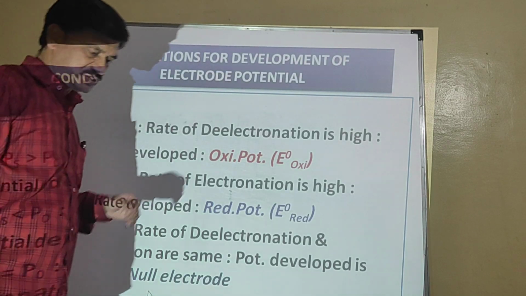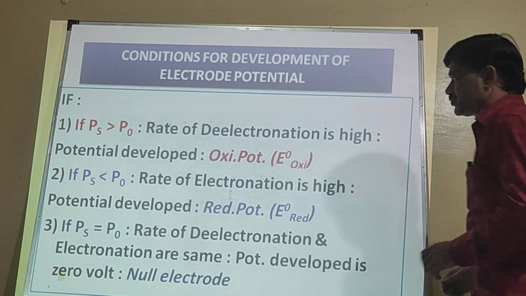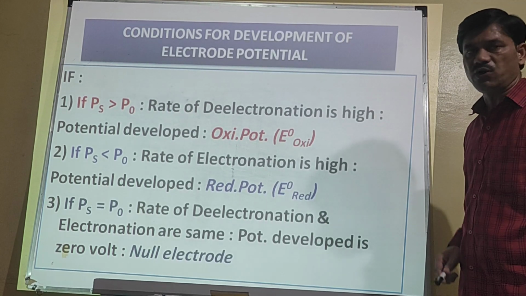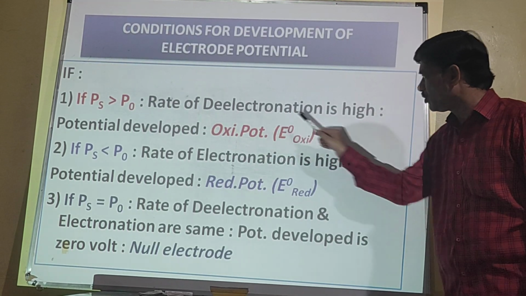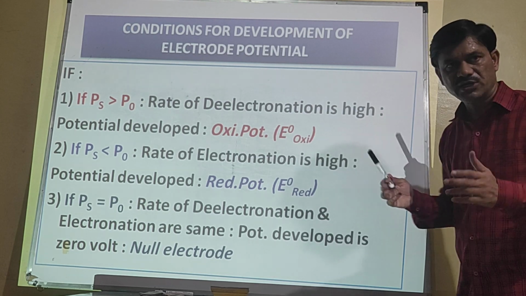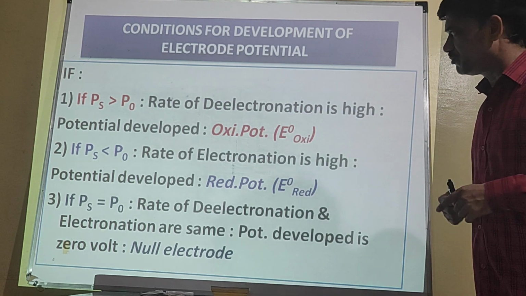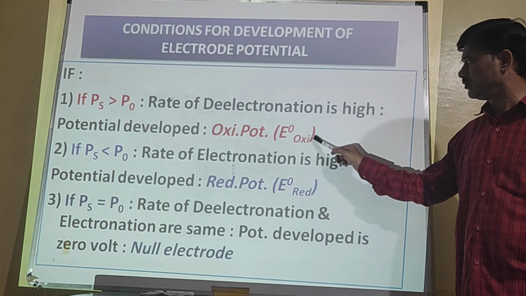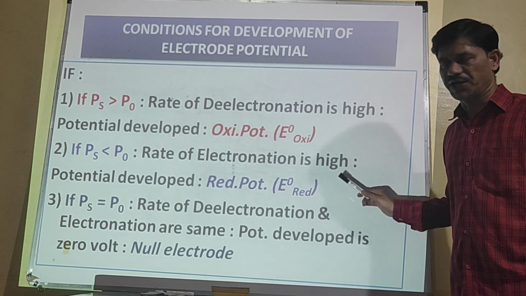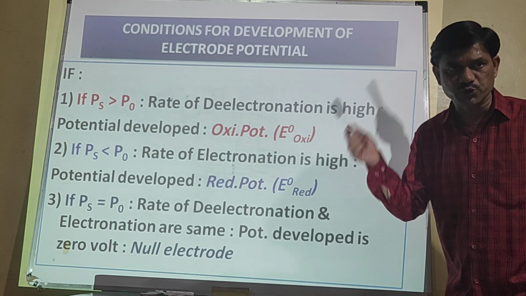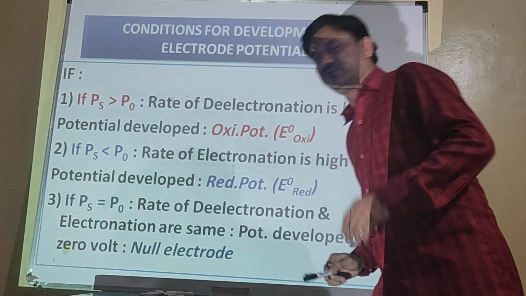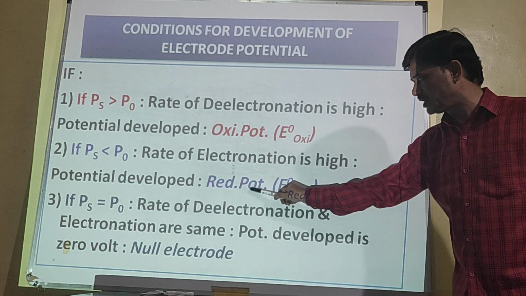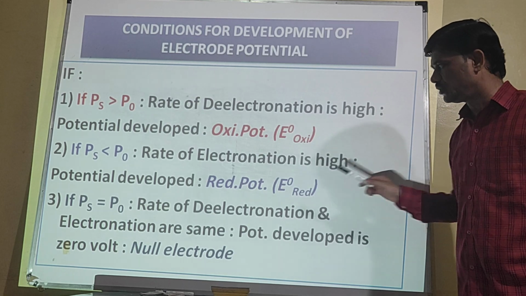So for MCQ purpose, these three conditions are very important. What is first one? If PS is greater than PO, means solution pressure is greater than osmotic pressure. Ultimately what happened? Rate of de-electronation is high. Means oxidation takes place easily and the potential developed across electrode is called as which potential? Oxidation. How to denote this on paper? Standard oxidation potential. What about reverse condition? If solution pressure is less than osmotic pressure, ultimately what happens? Rate of electronation will be higher and potential developed is called as which one? Reduction potential, that is E0 reduction.